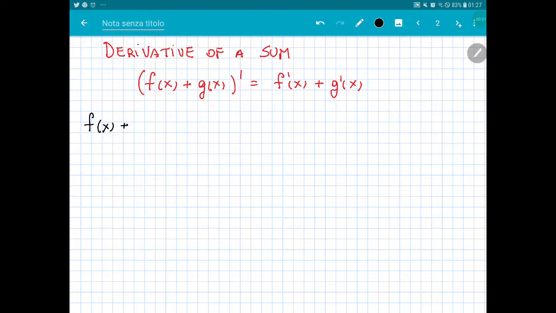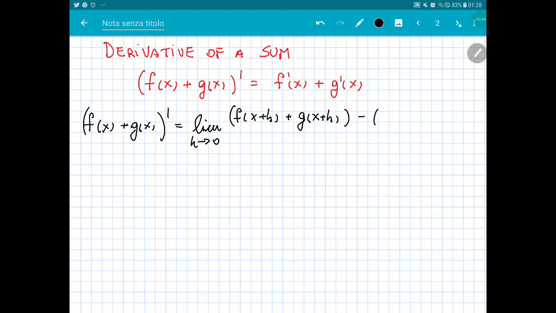So by definition, (f of x plus g of x) prime is equal to the limit as h approaches 0 of the functions evaluated at x plus h, minus the function f plus g at x. So f of x plus g of x, everything divided by h. Now in order to compute this limit, we get rid of the parentheses first.